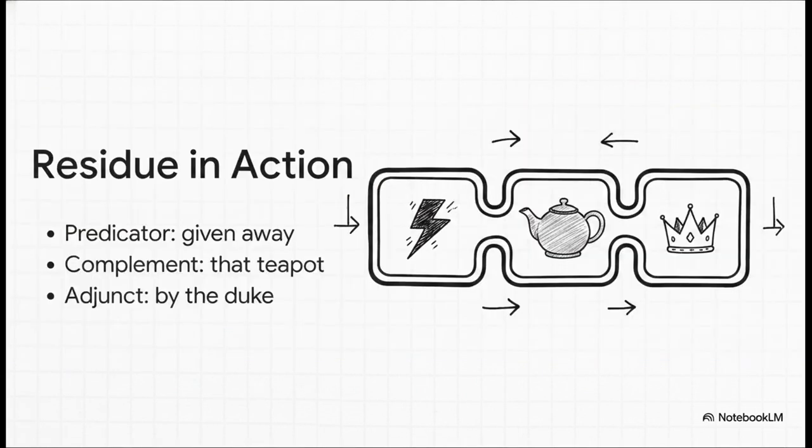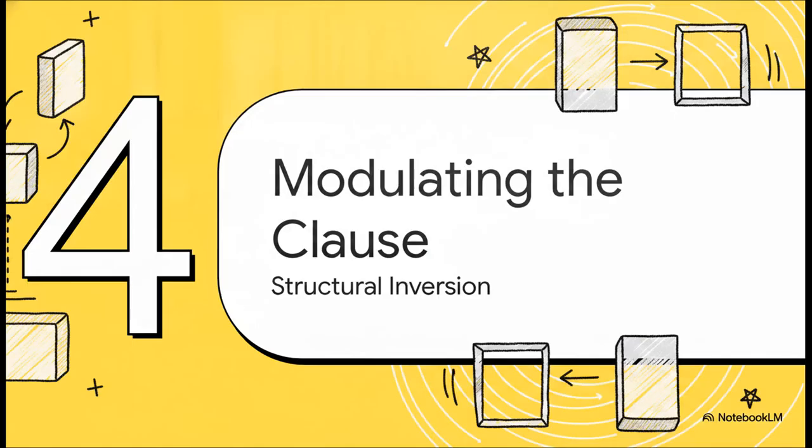Let's apply this to a variation of our teapot example. "That teapot was given away by the Duke." By separating out the core mood, which is "that teapot was," from this residue, we can see exactly how the experiential details are neatly organized. Given away is our predicator, and by the Duke is our circumstantial adjunct, neatly parked in its very own syntactic compartment. Section 4. Modulating the clause.